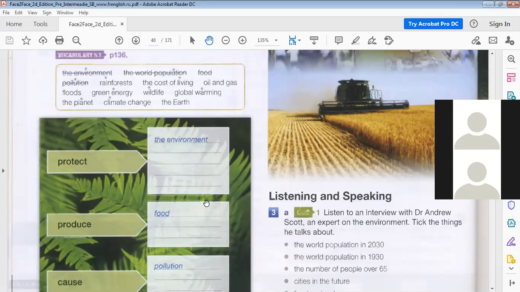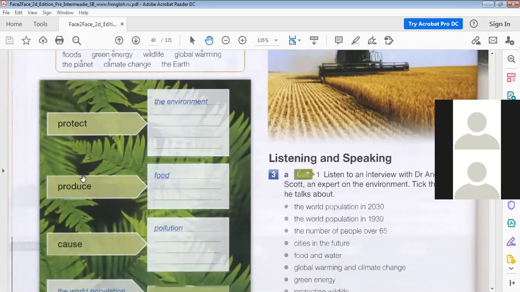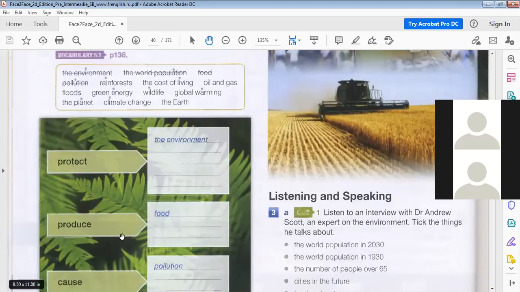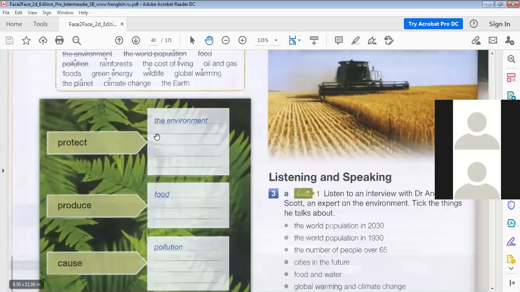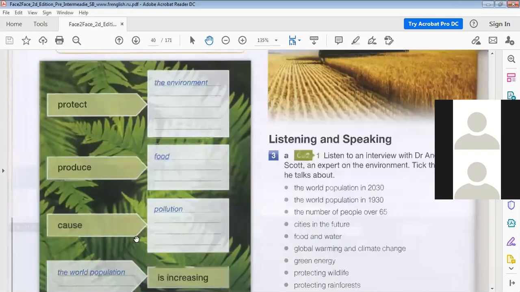So this is a quick revision of our last lesson. We can use produce to talk about food. So you can say produce food, produce oil and gas, produce green energy. What else? I think these are the only ones we produce. You can use cause to talk about pollution: cause global warming, cause floods, cause climate change. So all of these things you can use the verb cause to talk about them.